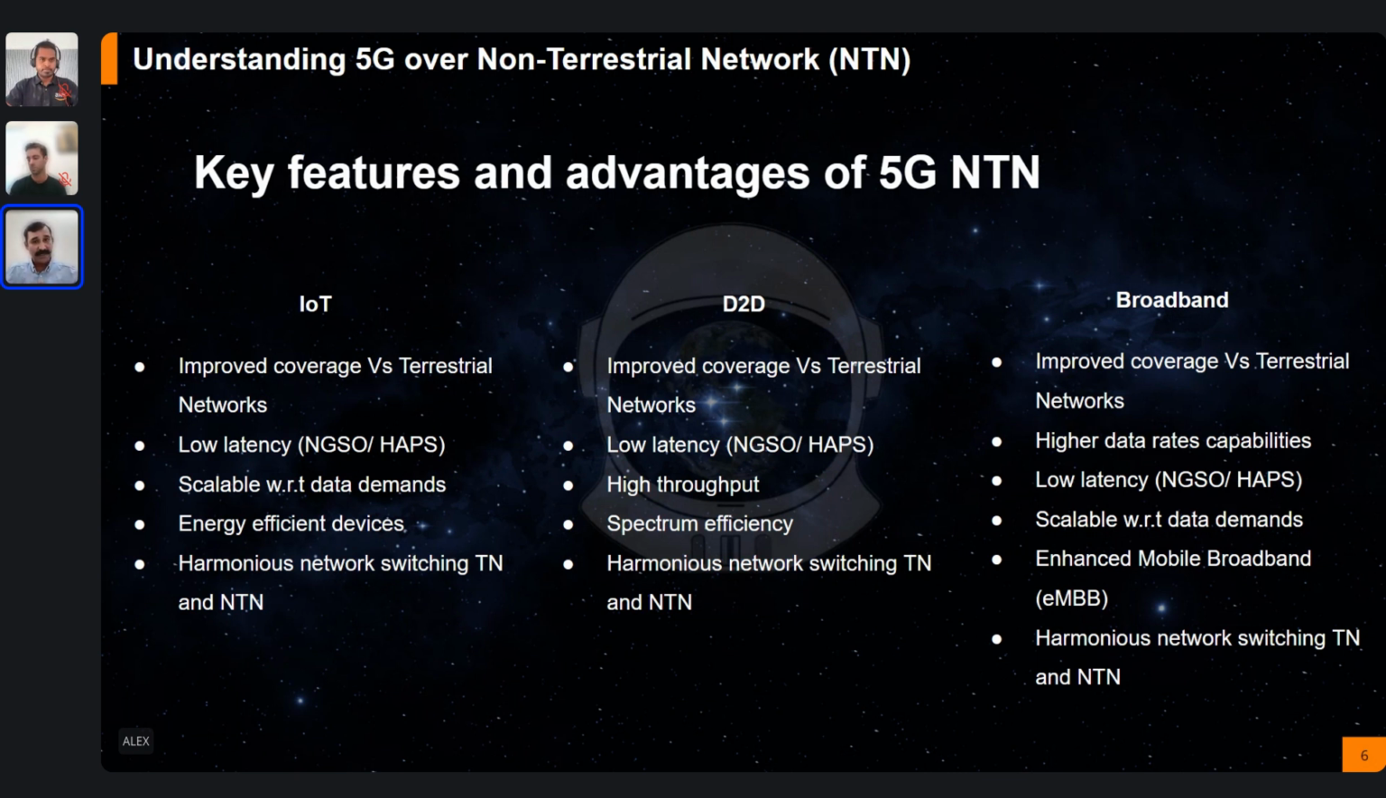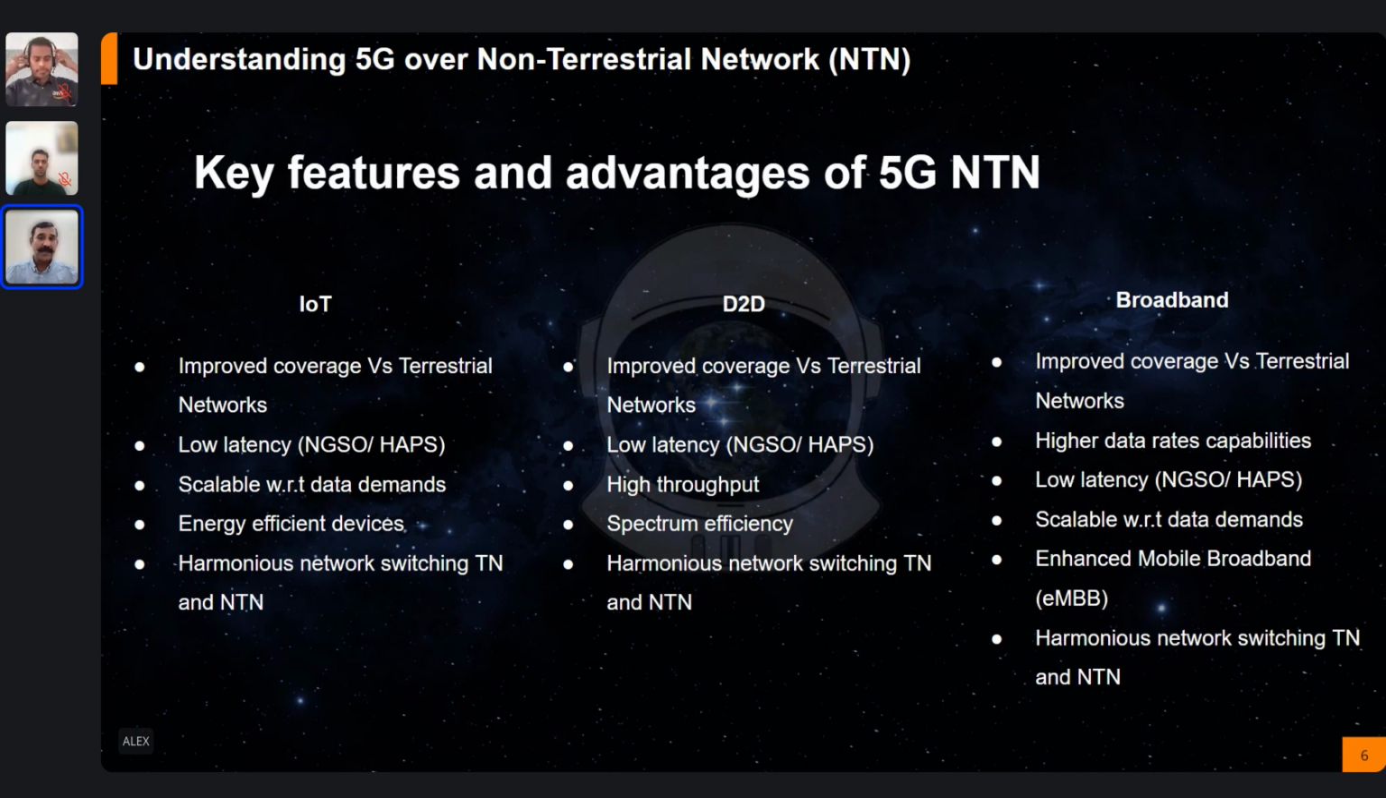For the direct to device, we can have the higher throughputs from 5G. Spectrum efficiency we can achieve for the direct to device use cases. And again, with the power of the standard, we can have the harmonious, seamless network switching between the terrestrial network and the non-terrestrial network by implementing the standards.